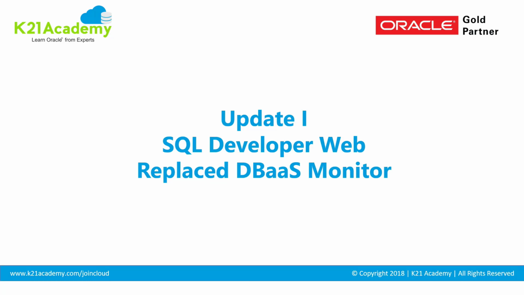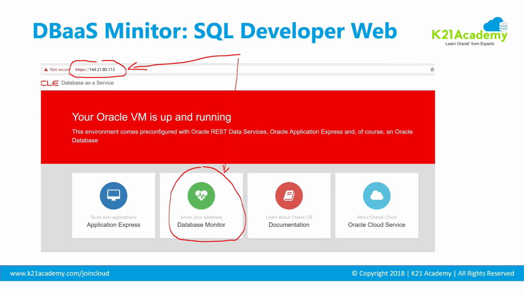First and most important is update 1, which is that SQL Developer Web has replaced DBaaS Monitor. If you already have an account in Database Cloud Service and you open port 443, and I'm not going to go into detail about opening the port, but let's assume you have access to port 443 on the public IP on which the database is running, you will see there is a DBaaS Monitor.